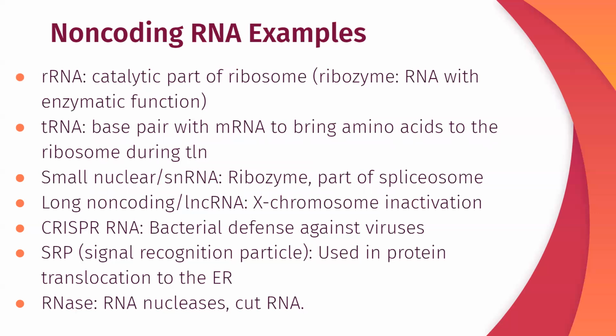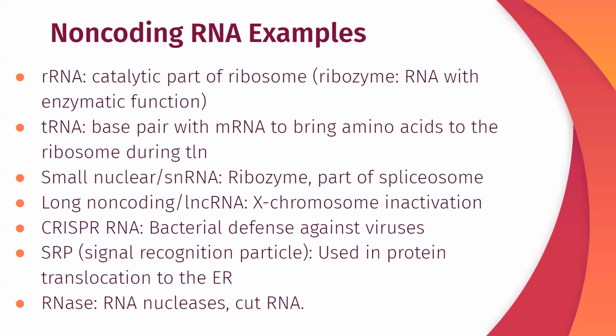So rRNA is ribosomal RNA, and it's the catalytic part of a ribosome. A ribosome has a protein component and an RNA component, and this is really new. We didn't used to know that this could happen, but the ribosomal RNA is the catalytic part. It's not the protein that catalyzes the reactions happening in a ribosome to make the protein. So that is called a ribozyme. That is a term that you should know. A ribozyme is just any RNA with enzymatic function, so RNA that can catalyze a reaction.